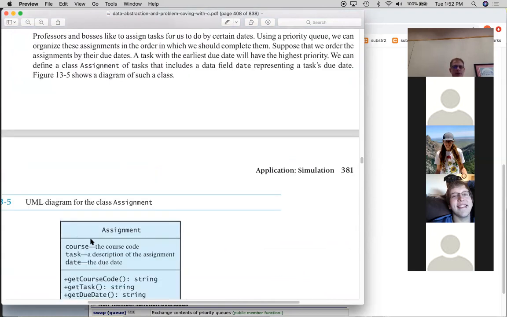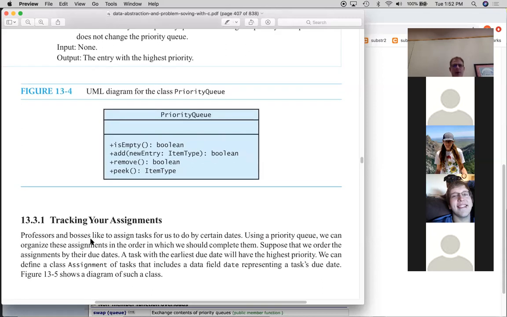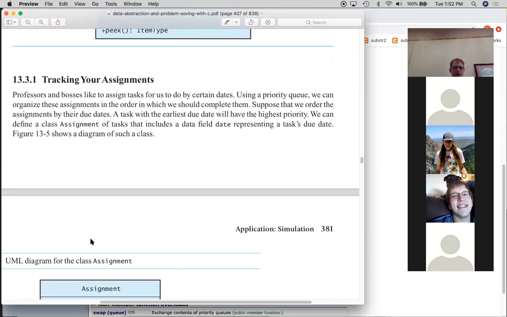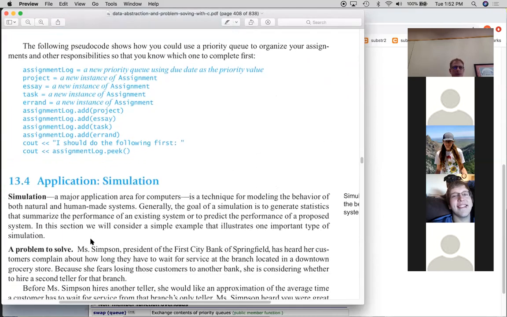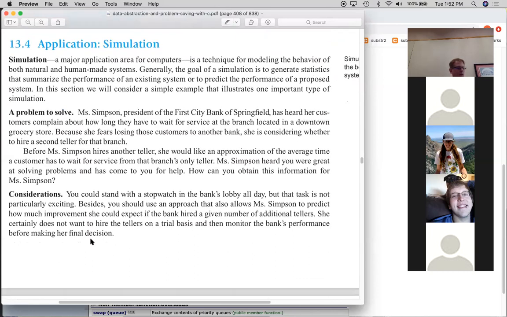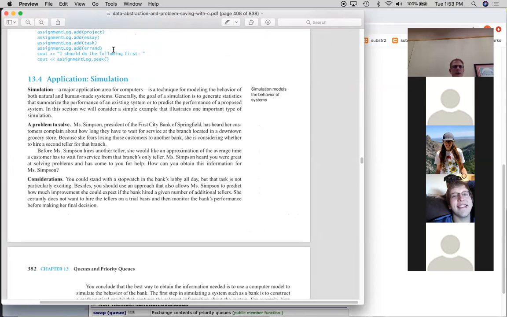Okay, here's what I want to do. This is another application example using a priority queue, but I want to jump ahead and talk about a particular simulation that we are going to be working on, which is this simulation here in 13.4. I kind of described this already. I guess I can just read it.